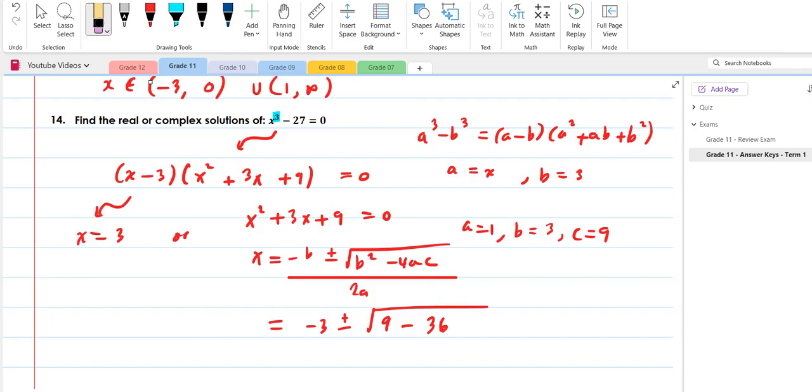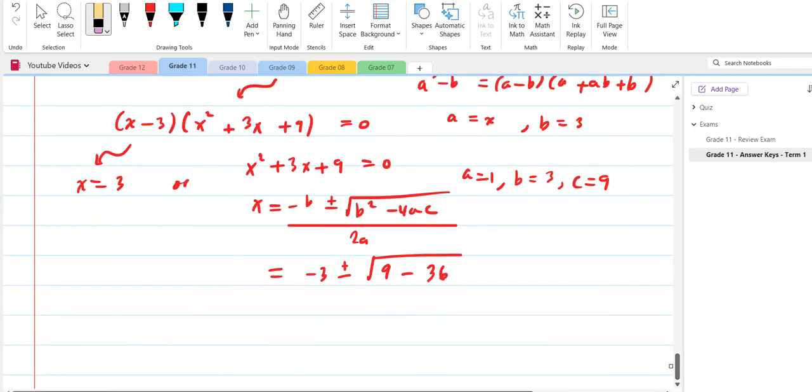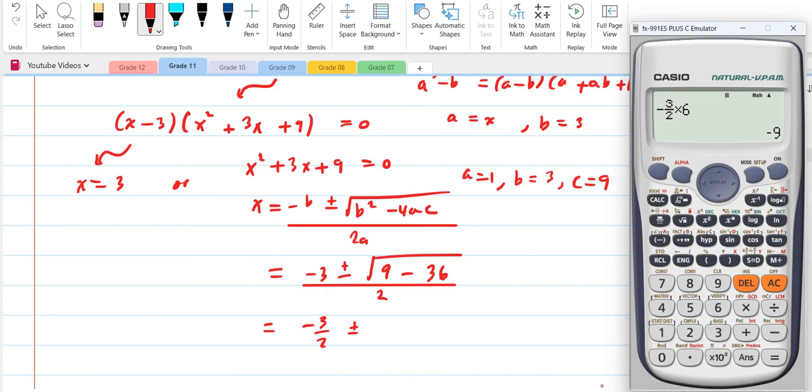4ac will be minus 36, and divided by 2a. 2a is just divided by 2. So now I have minus 3 over 2 because I split them up, plus or minus. If I find the square root of negative 27, because 9 minus 36, the square root of negative 27, in this case you can't find that.